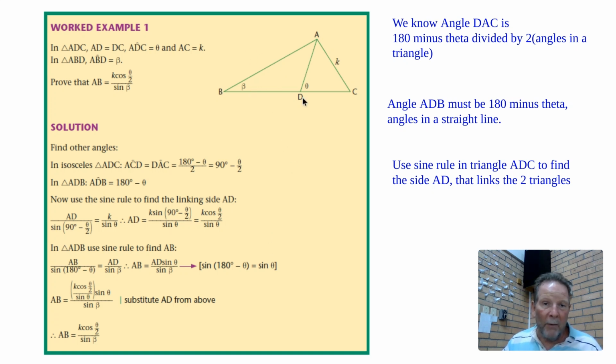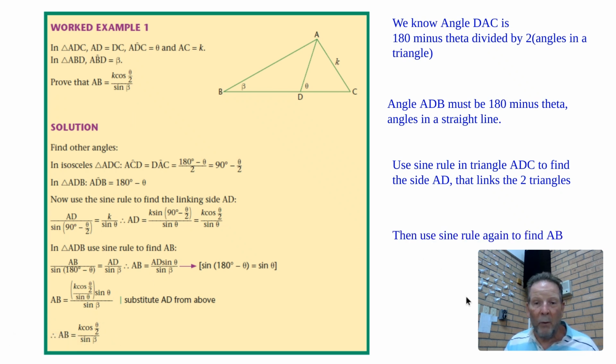And all we do, we've got AB goes with this angle here, which is 180 minus theta, and our link AD goes with beta. So we just put together this law of sines. Now this sine of 180 minus theta, that's really the sine of theta. So we've got AD times the sine of theta over sine beta. Well, we're almost there. How can we get to our answer? Well, we just substitute what we know AD is. We rub out AD and we put what we've got in here, K cosine theta over 2 over sine theta. The sines cancel, and I'm left with my answer.